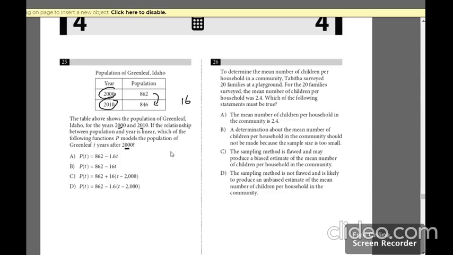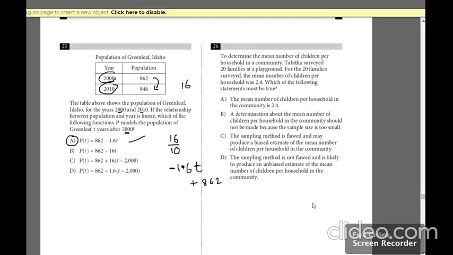So if I take 16 over 2010 minus 2000, it's nothing but 10. So basically it is 1.6, and it is going to be the linear negative. It's not going to be the positive. And the number of years, that is T, plus the original one from 2000, it was 862. That is the linear model that we have for the population, which is nothing but, if you look, option A is the correct answer.